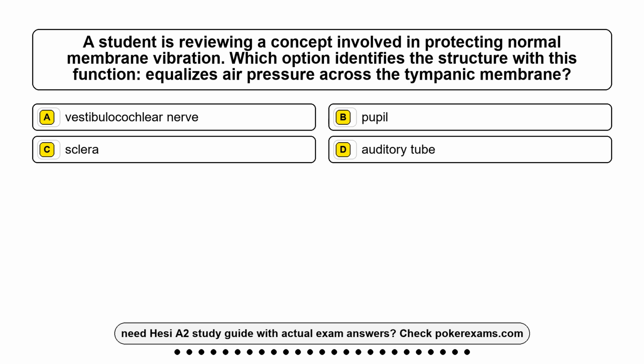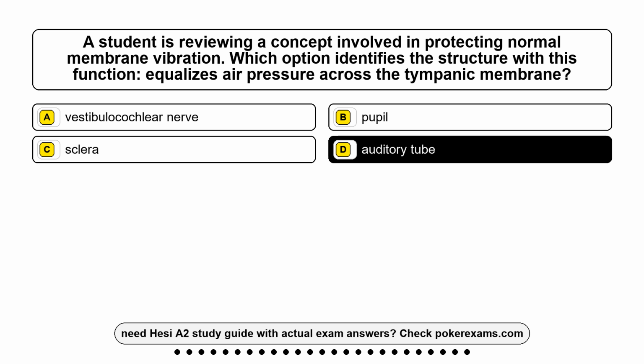Question 15. A student is reviewing a concept involved in protecting normal membrane vibration. Which option identifies the structure with this function, equalizes air pressure across the tympanic membrane? Option A, vestibulocochlear nerve. Option B, pupil. Option C, sclera. Option D, auditory tube. The correct answer is option D, auditory tube.